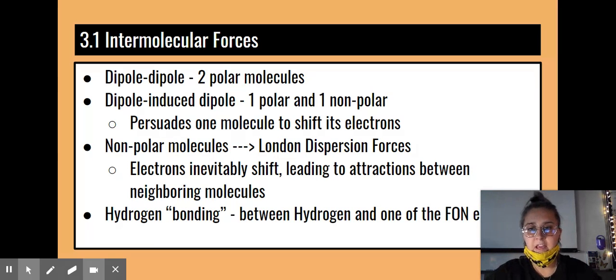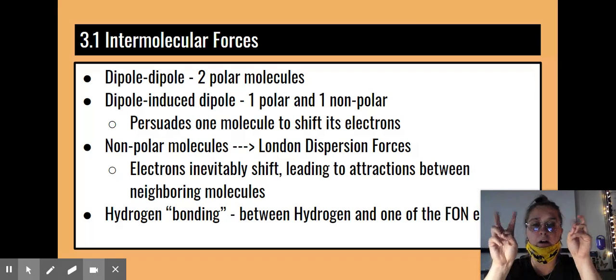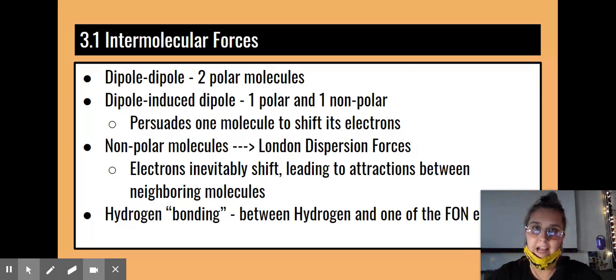And then lastly, we have hydrogen bonding. See how it's in quotes? It's not actually a bond. And this is between hydrogen and one of the Fon elements.